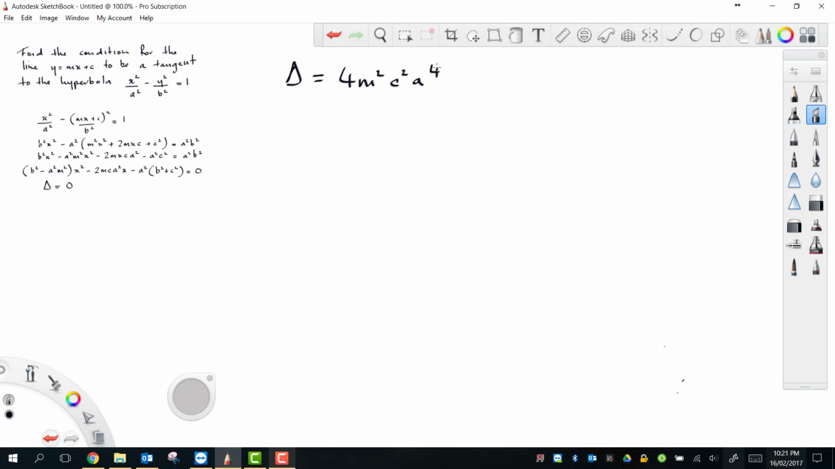Minus 4ac. So minus 4 times the coefficient of x squared, which is b squared minus a squared m squared, times c, which is minus a squared b squared plus c squared. So that all looks quite ugly. Here's some algebra, which I will do quickly.